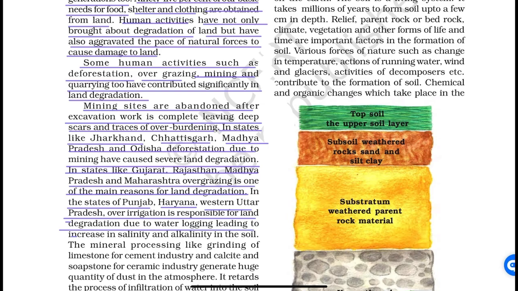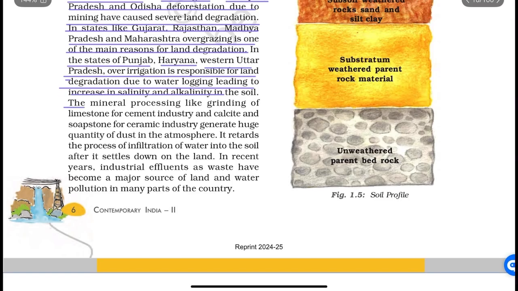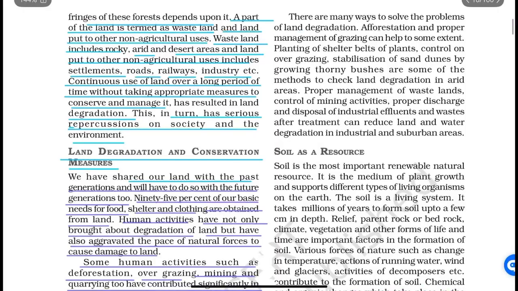logging, leading to increase in salinity and alkalinity in the soil. The mineral processing like grinding of limestone for cement industry and calcite and soapstone for ceramic industry generate huge quantity of dust in the atmosphere. It retards the process of infiltration of water into the soil after it settles down on the land. In recent years, industrial effluents and waste have become a major source of land and water pollution in many parts of the country. There are many ways to solve the problems of land degradation.